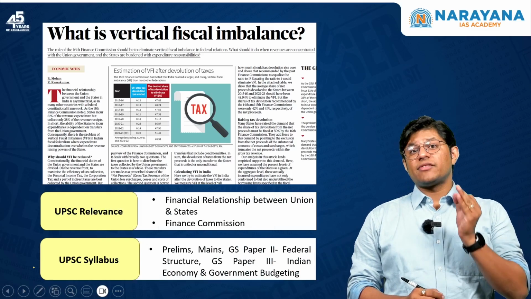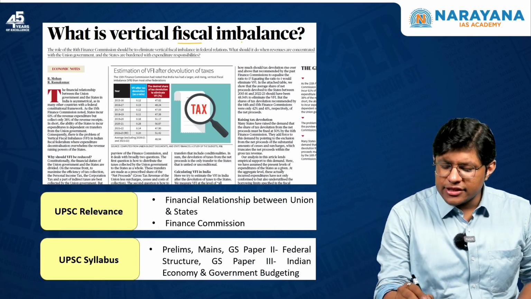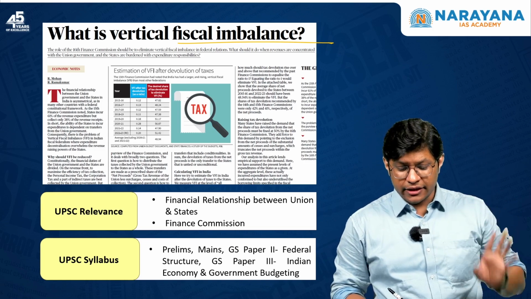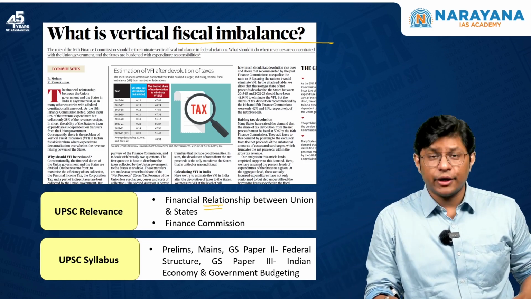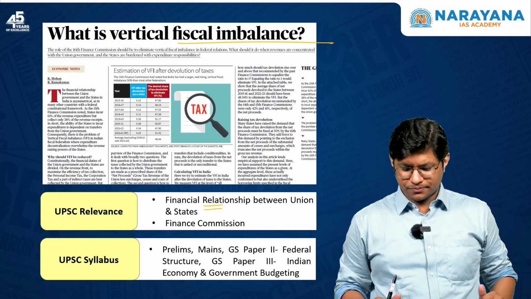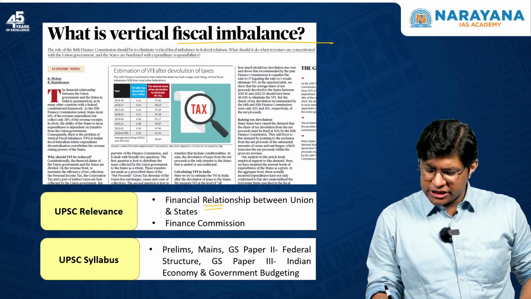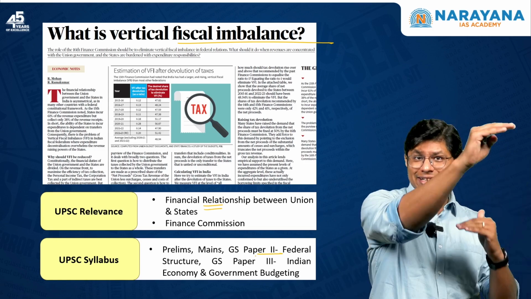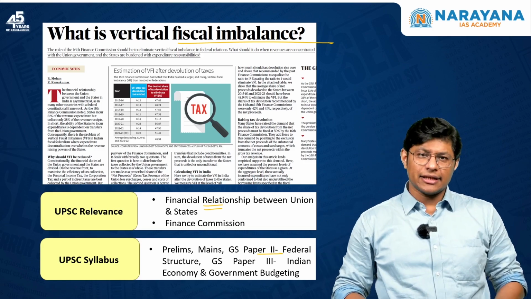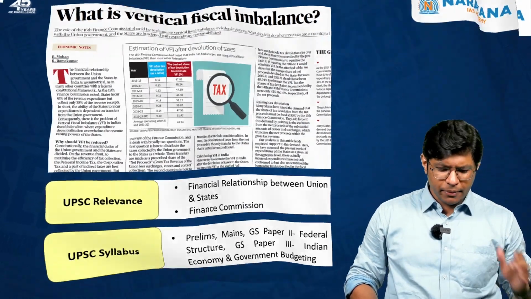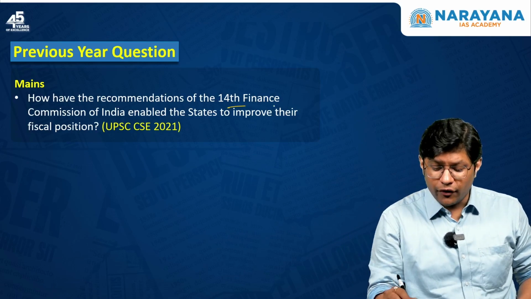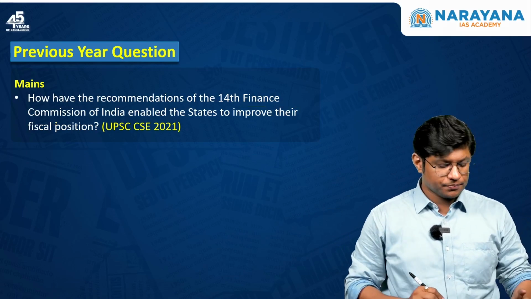Students, the title of the next topic is Vertical Fiscal Imbalance. In this, we'll understand about the Finance Commission and the financial relationship between the union and the states. You can map this under GS paper 2, the federal structure, that is the division of power between the center and the states, and paper 3, that is the government budgeting. PYQ was asked on the recommendations of Finance Commission, right?